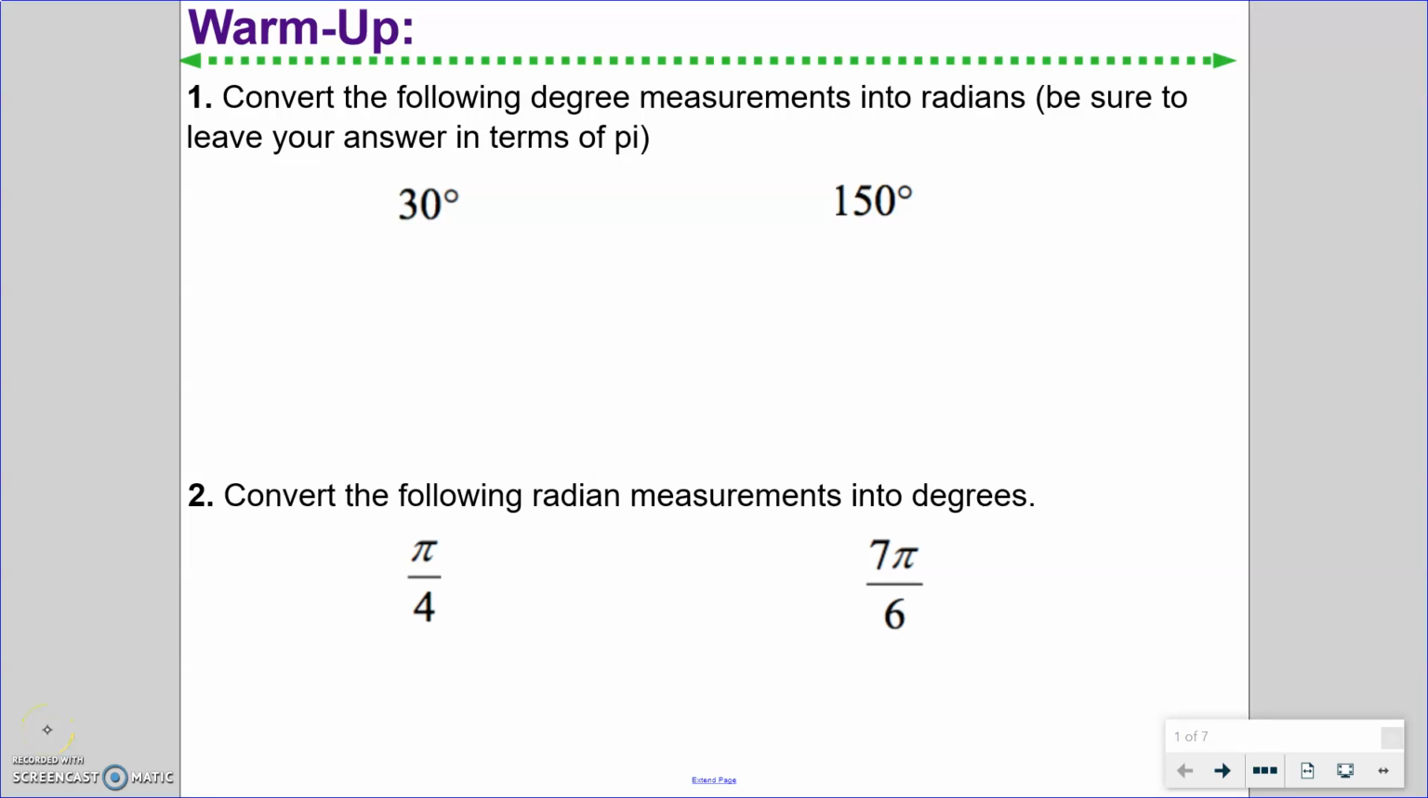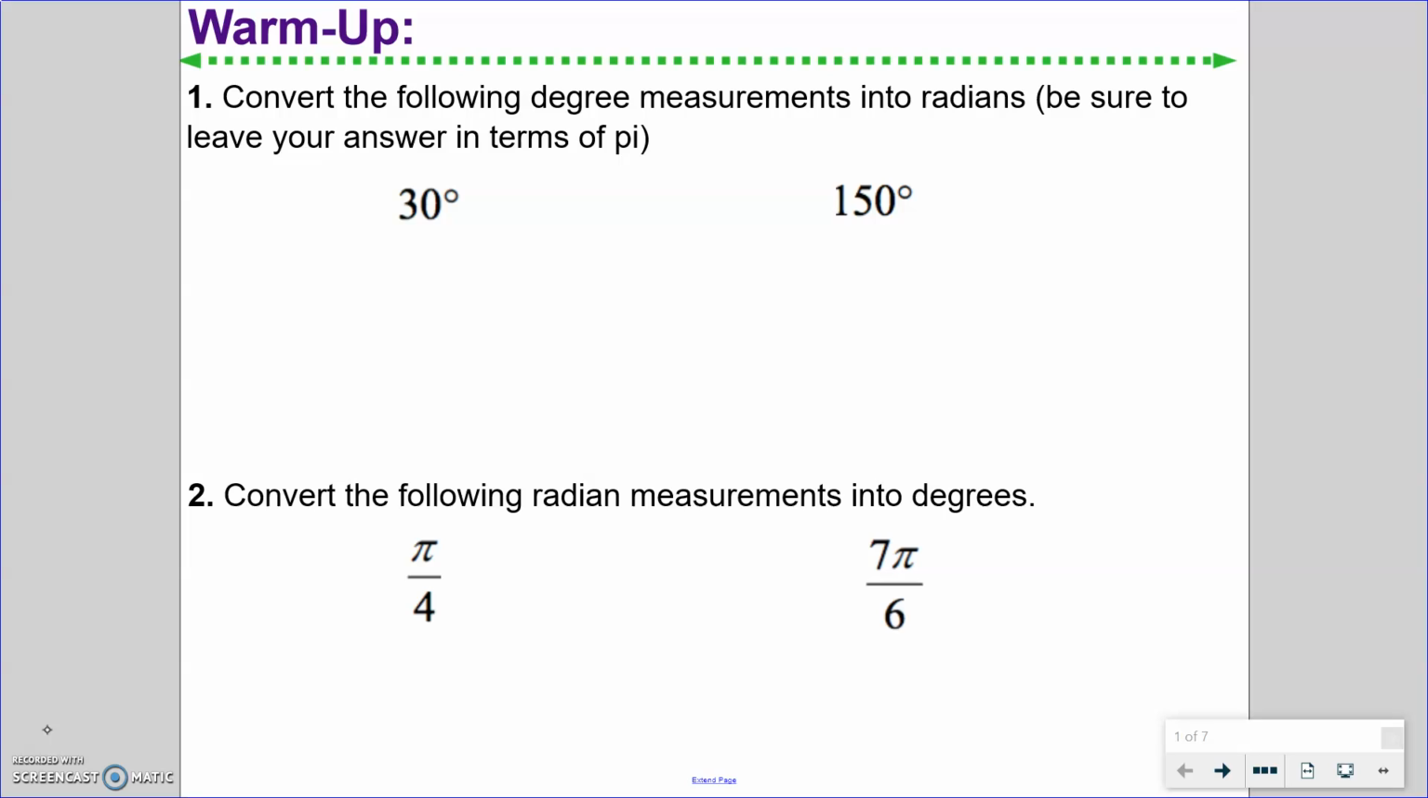Here's a warm-up. Go ahead and pause this video and give it a try, and then when you're ready, unpause it, and I will show you the answers. All right, so number one, we're converting the degree measurements into radians. Don't forget, please leave your answers in terms of pi. Don't make them a decimal, okay?